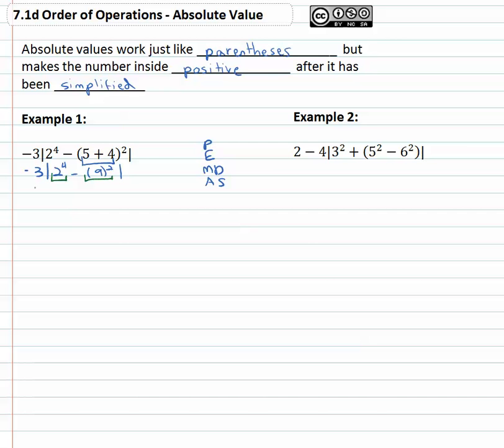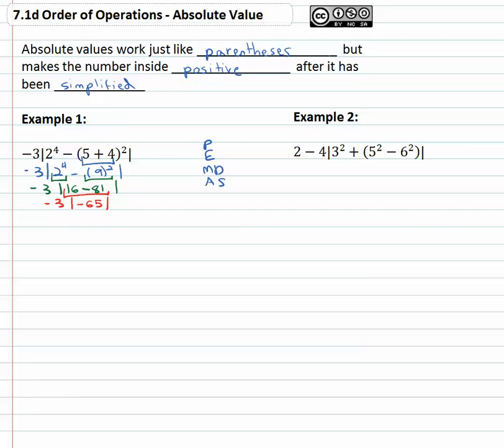Couple exponents to take care of. So we now have negative 3 times the absolute value of 2 to the 4th, which is 16, 2 times 2 times 2 times 2, minus 9 squared, which is 81. Still working the parentheses, that absolute value, 16 minus 81. 16 minus 81 is negative 65, so we have negative 3 times the absolute value of negative 65.